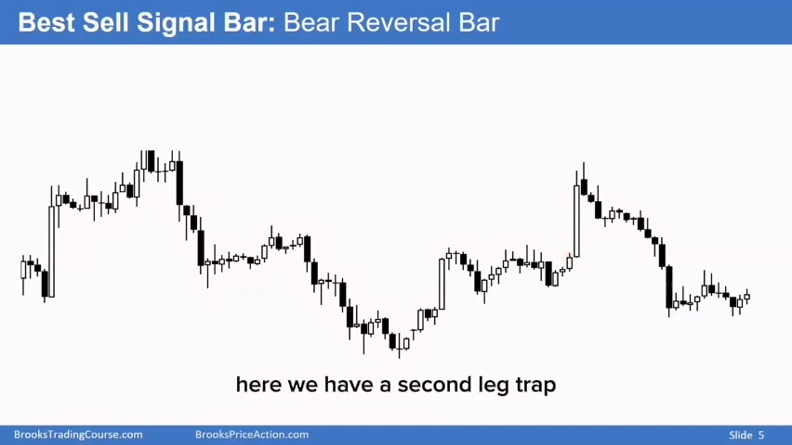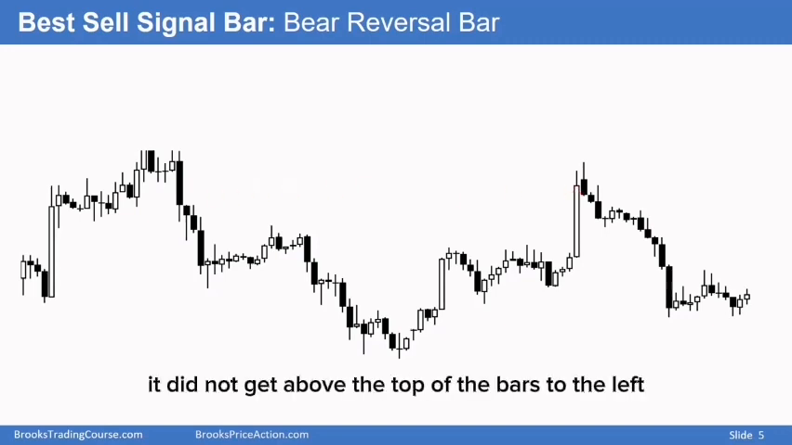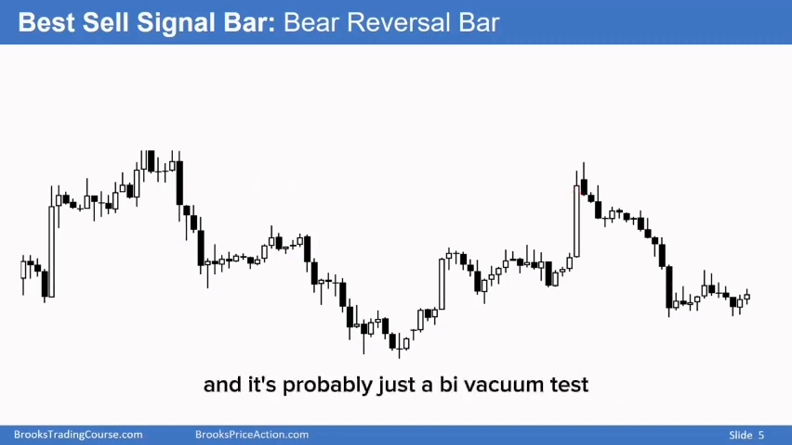And here we have a second leg trap. We have a first leg and then a pullback, and then a very strong second leg, making traders believe the market is beginning a bull trend. But instead, it did not get above the top of the bars to the left, and it's probably just a buy vacuum test of the top of the range. And you can see the follow-through bar. Instead of another big bull bar closing well above the top of the range, it's a bear reversal bar.